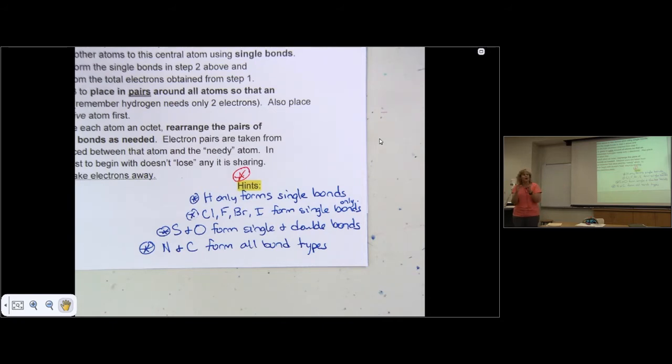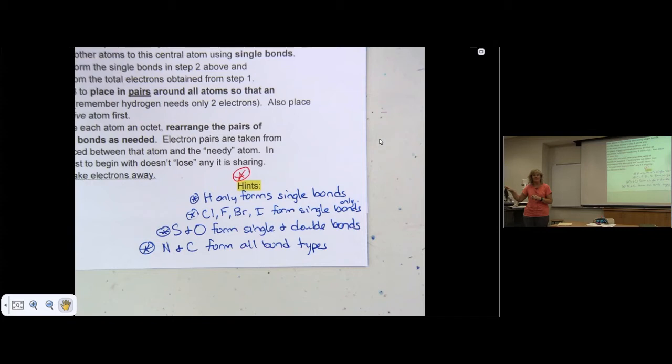But sulfur and oxygen, they have more. They actually are a little greedy. Sulfur and oxygen say, we have 6. We have to keep 2 for ourselves, but we'll share 4. We'll make a double bond. Does that make sense? And then fluorine, chlorine, bromine, and iodine, how many do they have?